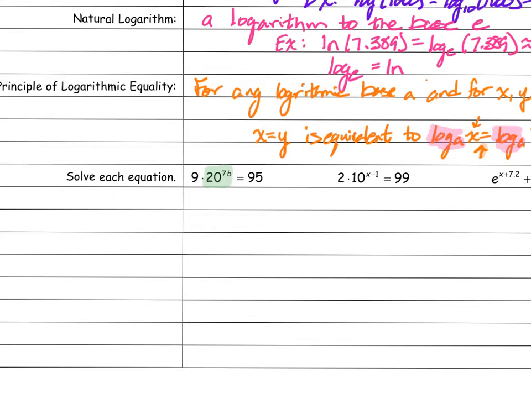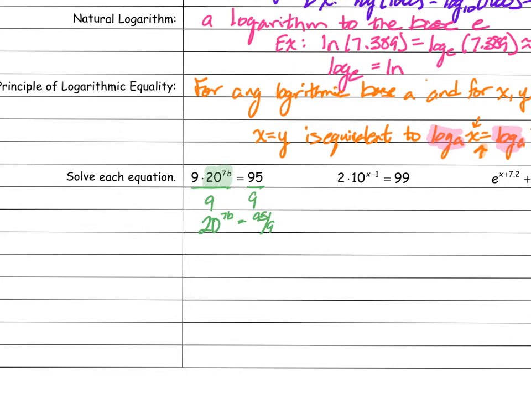So how do I get that by itself? Well, it says 9 times 20 to the 7b power. So how do I undo times? Well, I'm going to divide by 9. So then I'm going to have 20 to the 7b equals 95 over 9, because 9 doesn't go into 95. So I'm just going to leave it like that. Is that okay? Yes, that's okay. It's all right.